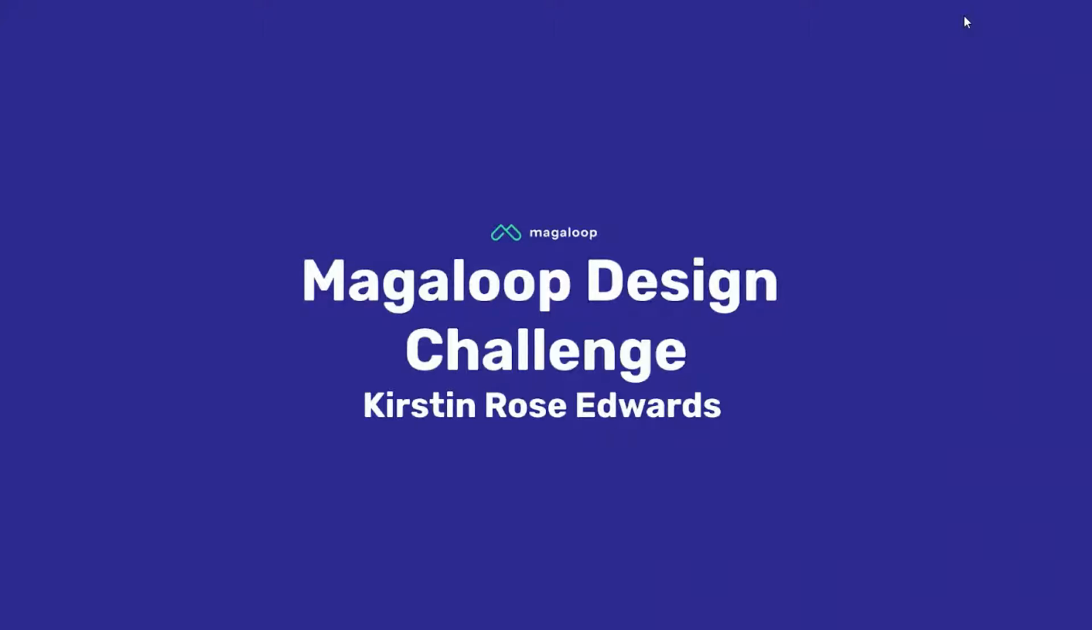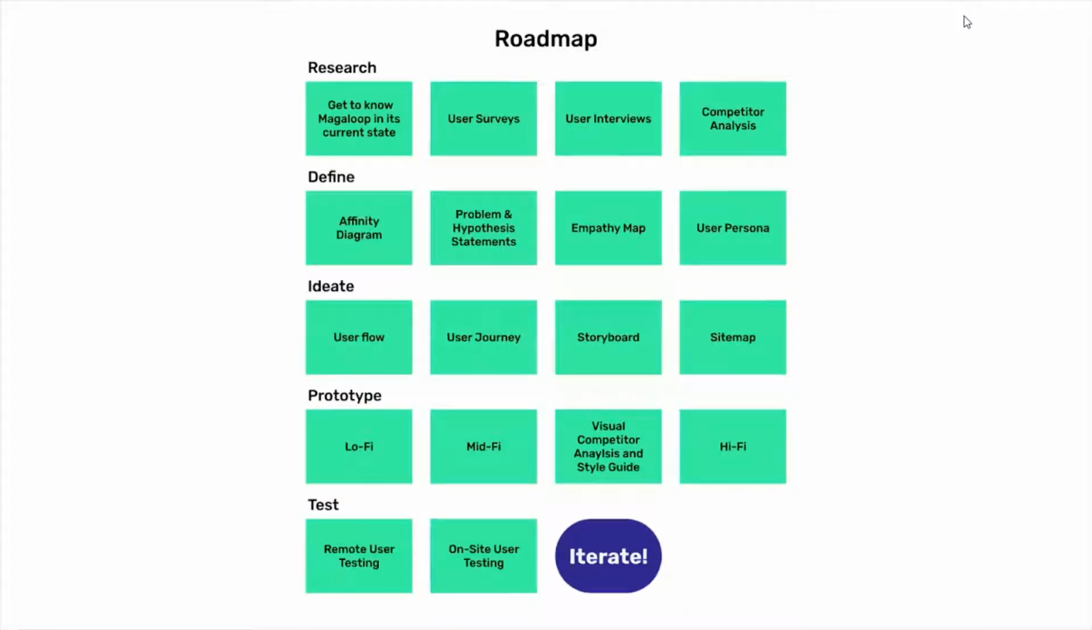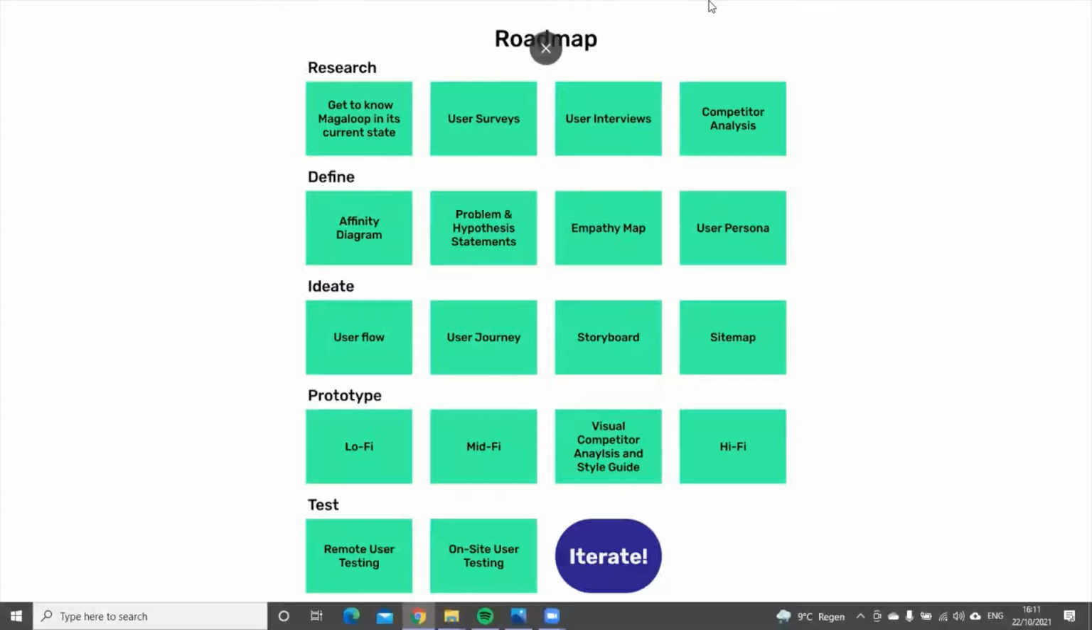So here we go. The problem statement I received was, how will you go about building a B2B delivery app? In some ways, my answer is very simple, and in other ways, it's a little complex. But to start off every project, what I like to do is build a roadmap. This roadmap is essentially just an outline of every step of the process that I'll take while working on this project. It guides me, and I can check off every point along the way.